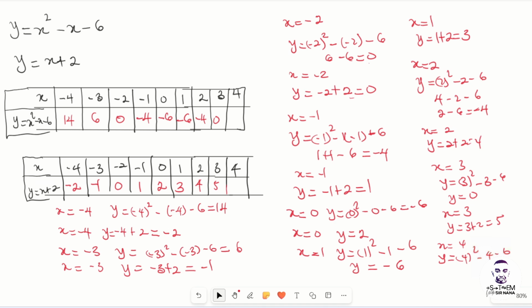And that gives us positive 6 in that case. So you have positive 6 here. And if x is equal to 4, it means that our y will be equal to 4 plus 2, and that will be equal to 6. So on this side we have 6 here. So we've been able to fill in both of the functions, right?